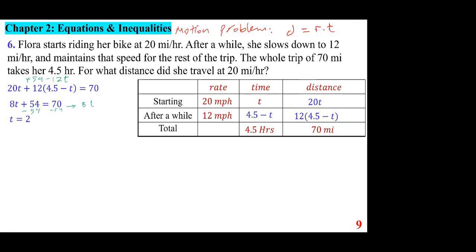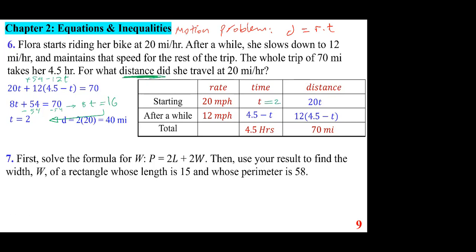Giving us 8T equals 16 and T equals 2. So if T equals 2, we are interested in the distance, when we did the 20 miles per hour. So 2 times 20 gives us 40 miles of distance. Okay, class? So we covered 40 miles.